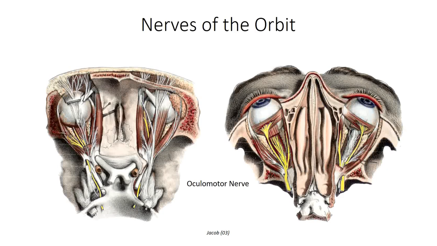In addition to supplying alpha motor neurons to these muscles, the oculomotor nerve also supplies presynaptic parasympathetic fibers to the orbit, which synapse with postsynaptic fibers within the ciliary ganglion. These fibers are joined with sympathetic fibers originating off the internal carotid artery to reach the eye through long and short ciliary nerves. These are the autonomics that supply the ciliary muscle controlling lens thickness and the iris controlling pupillary diameter.